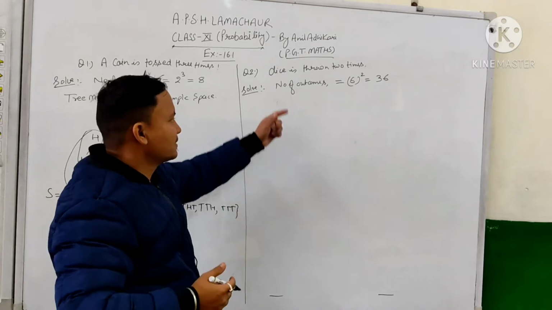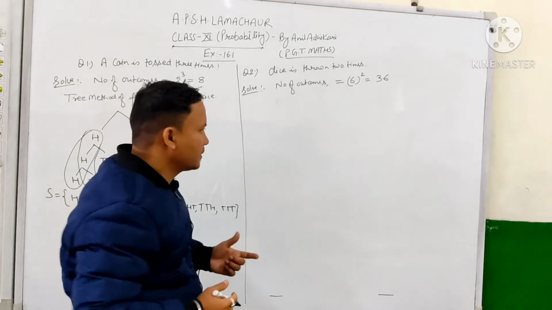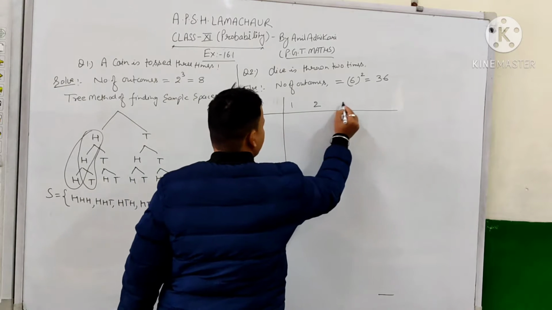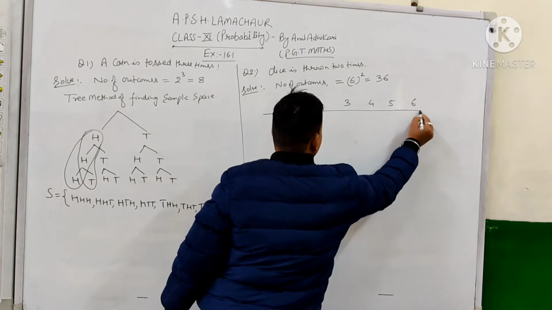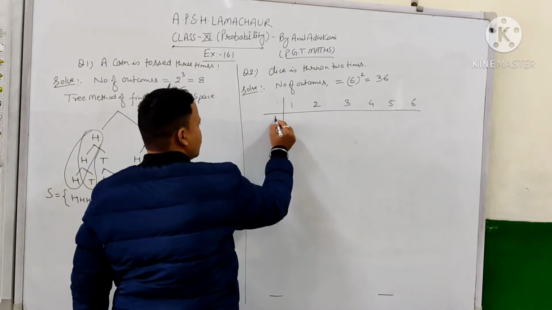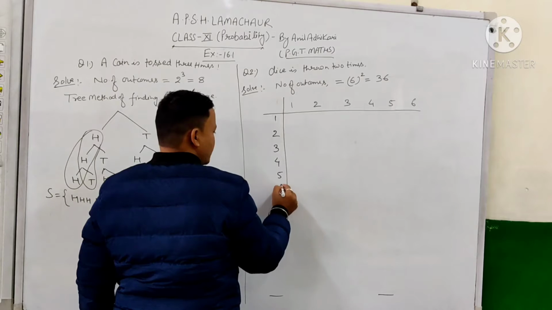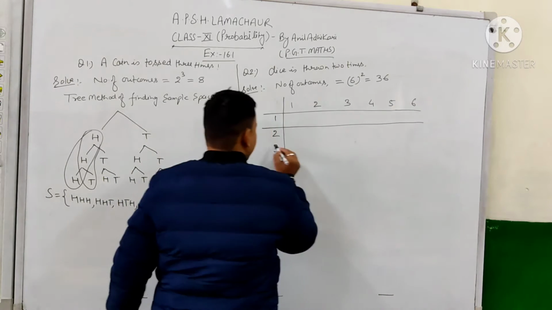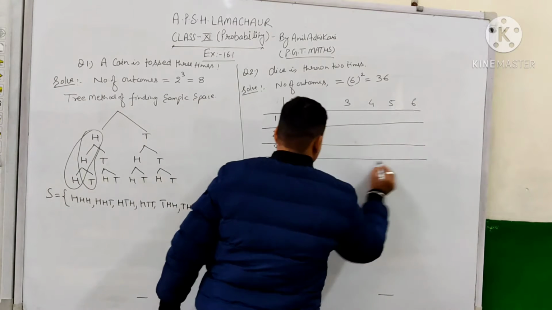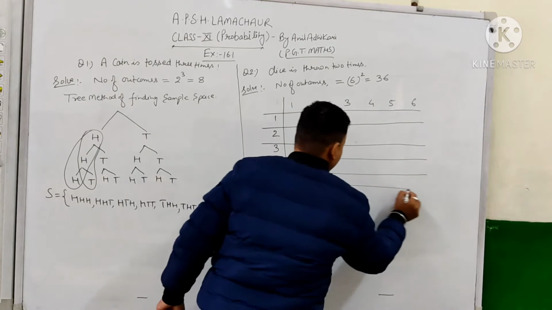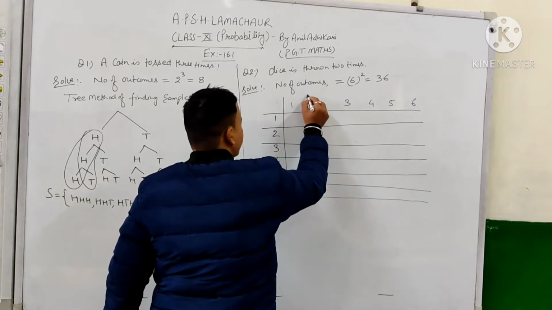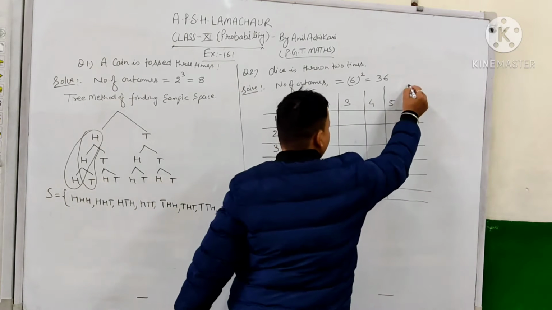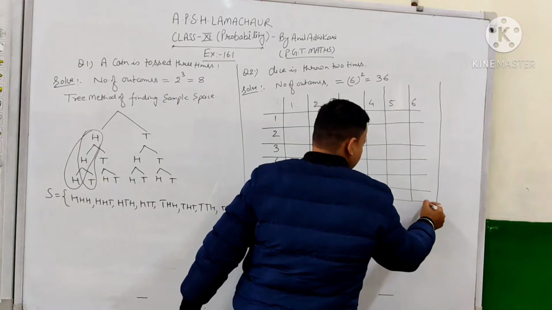Okay. Now how will we find the sample space in the case of dice? Again I am telling you, we can use the tree method, or you can make a table like this. Write 6 numbers horizontally, 1, 2, 3, 4, 5 and 6, and write 6 numbers vertically in a column, 1, 2, 3, 4, 5 and 6. Now make a table like that.